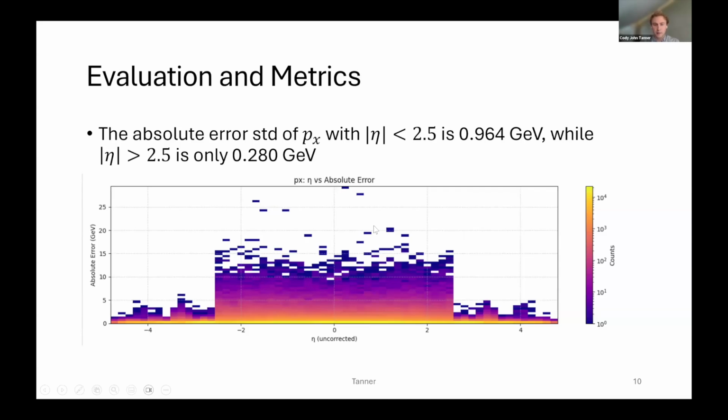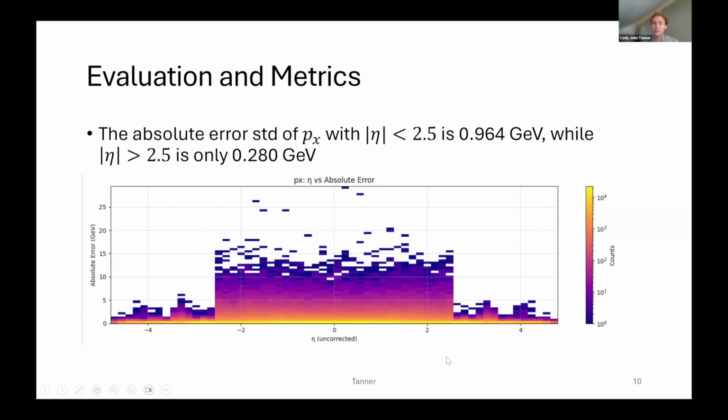And so here's what we were talking about with the eta versus absolute error. Eta is on the x-axis and the absolute error is on the y-axis. We can see clear cutoffs between eta being less than 2.5 or greater than 2.5. The absolute error standard deviation of PX for eta less than 2.5, so inside the barrel, is around 1 giga electron volt, while outside of that region, it's only about 0.28 giga electron volts.